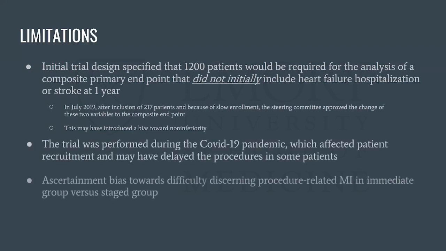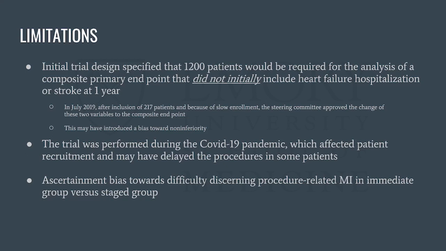Briefly mentioning some limitations. Initially they tried to acquire about 1,200 patients for the study, but the enrollment was actually going pretty slowly. And so they included heart failure hospitalization and stroke later on, after the protocol was initiated. They're wondering if this lended towards a bias towards non-inferiority, but the events for heart failure hospitalization and stroke were very minimal between the two groups. So they said that that still probably did not kind of sway the results quite as much.